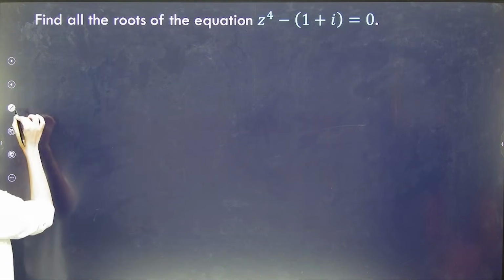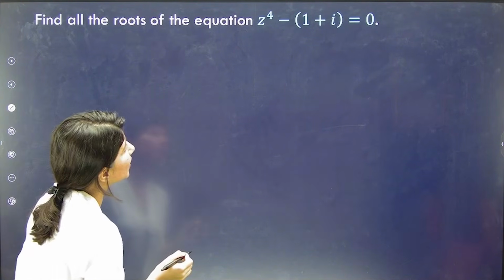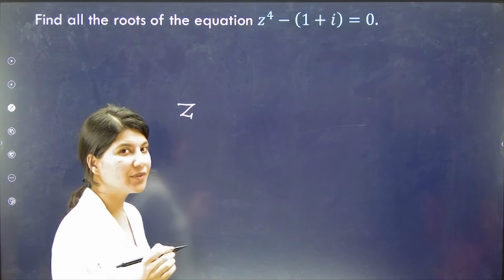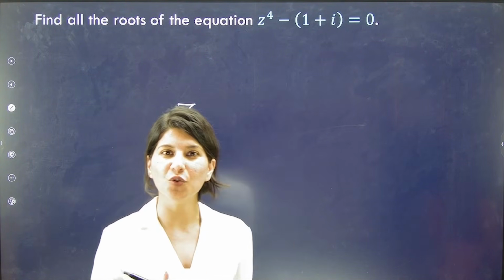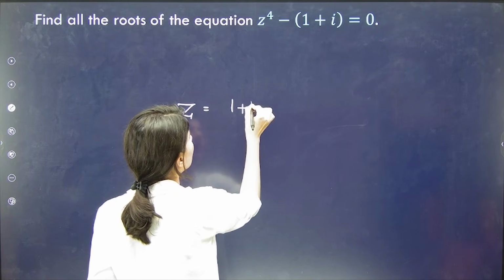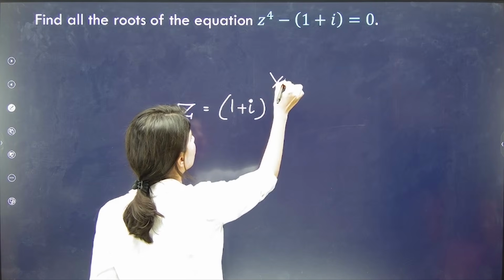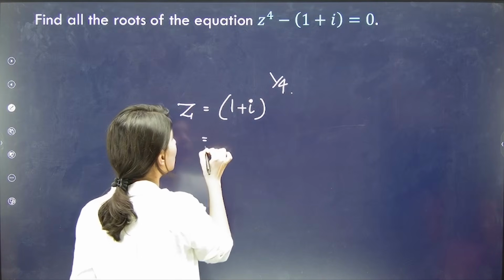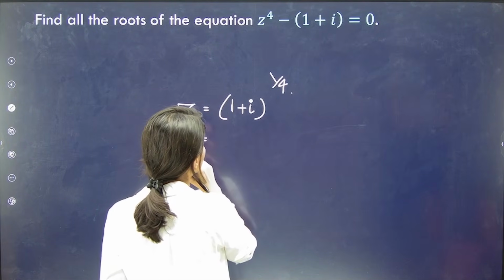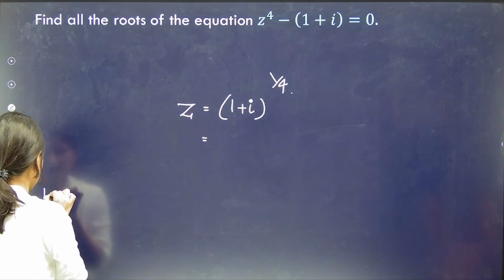A difficult, a little bit tricky example: z raised to power 4 equals minus 1 plus iota. So these de Moivre's theorem, everybody feels that this is tough. No, just understand the steps, you will be fine. So z is 1 plus iota raised to power 1 by 4. Now convert this internal thing into Euler's form.